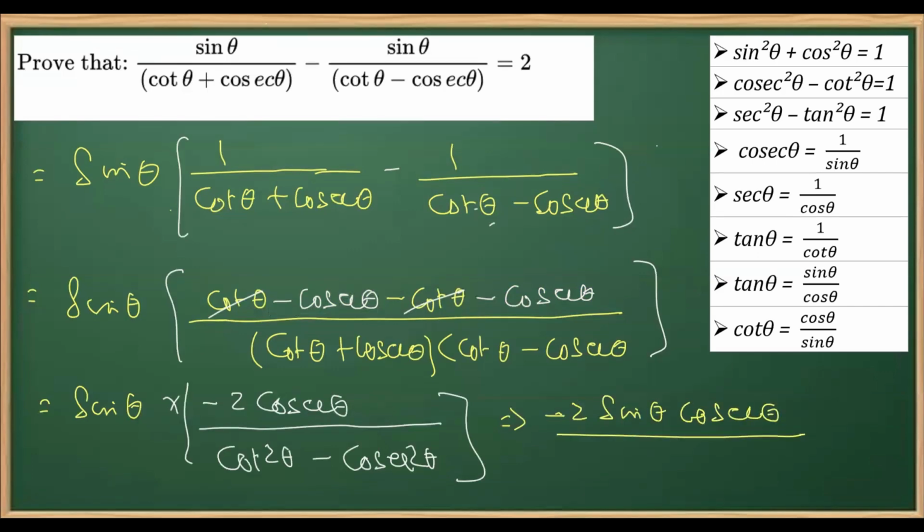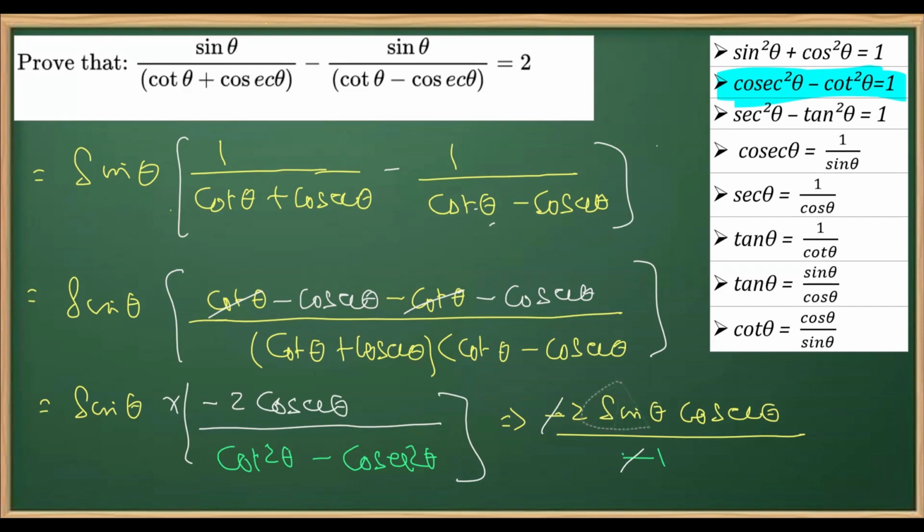Now check in the denominator. This is cot square theta minus cosec square theta. So we know that cosec square minus cot square is 1, right? So cot square minus cosec square will give you minus 1. One more time, cosec square minus cot square is 1, so cot square minus cosec square should give you minus 1. So you can see that this minus minus here just gets cancelled.